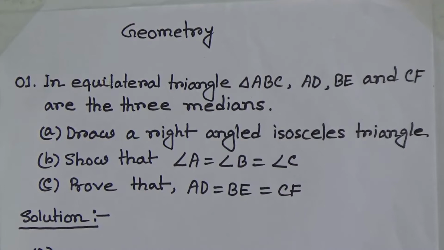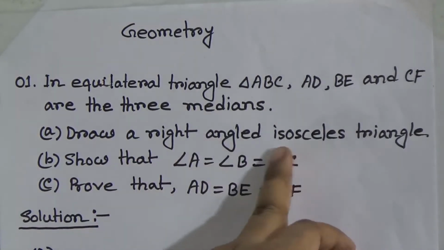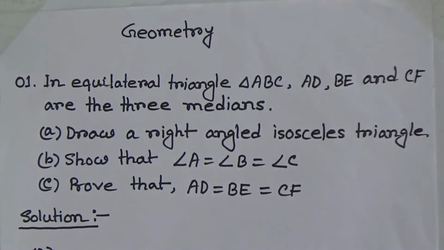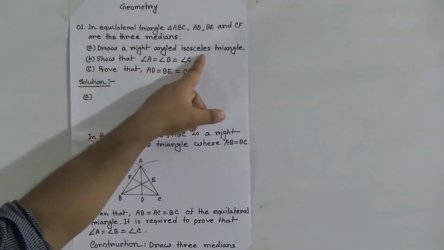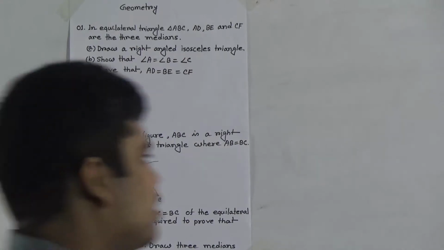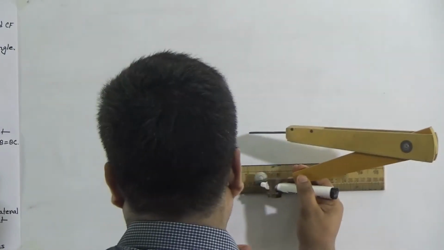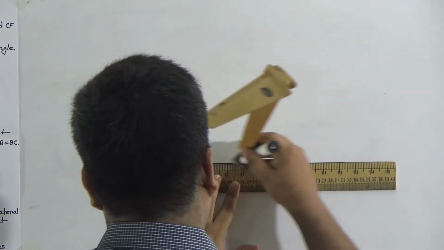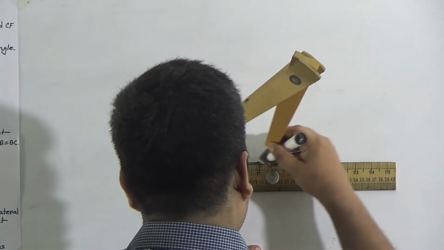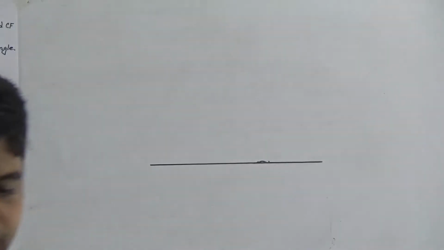My dear students, the first question is to draw a right angle isosceles triangle. Here a space is given, but I draw the figure on this side. Dear students, we need to draw a right angle isosceles triangle. At first we take a straight line. Dear students, notice, this is a straight line.